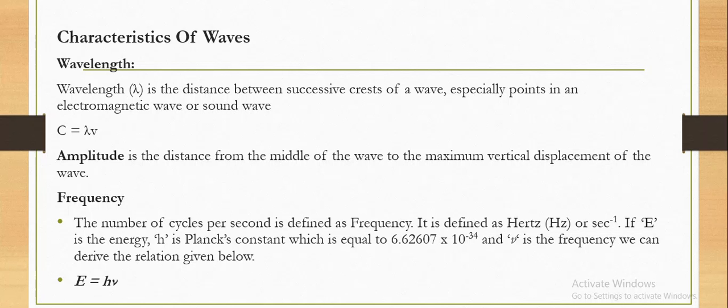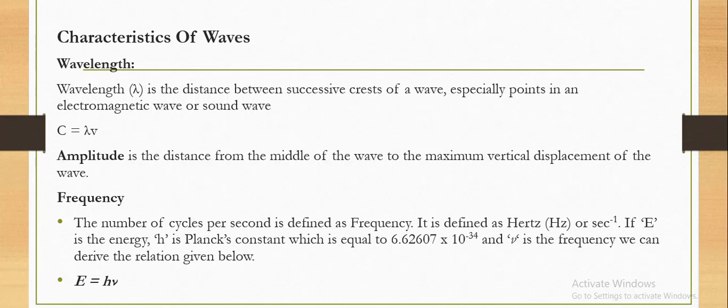Amplitude is the distance from the middle of the wave to the maximum vertical displacement of the wave. The shorter the wavelength, the greater the frequency, and the greater the frequency, the higher the energy. So, the larger the amplitude, the higher the energy, and the lower the amplitude, the lower the energy. Third one is frequency. The number of cycles per second is defined as frequency. It is measured in Hertz.